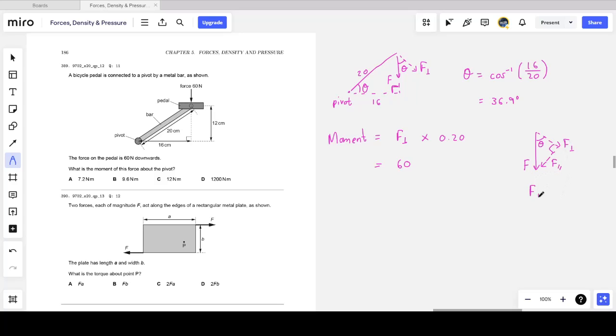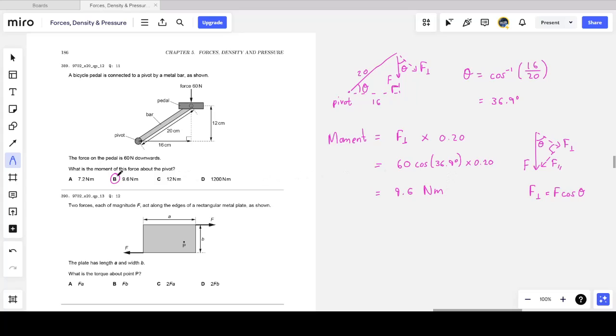And so with a little mathemagic, we have that F perpendicular is F cosine theta, which means this is 60 cosine 36.9 degrees multiplied by 0.2. So the moment or the turning effect of this force is 9.6 Newton meters. And this corresponds with option B.